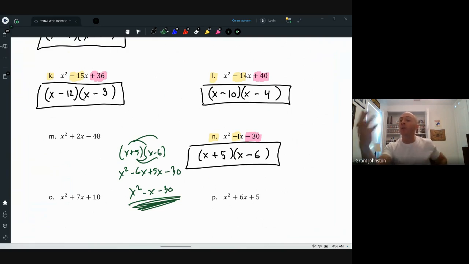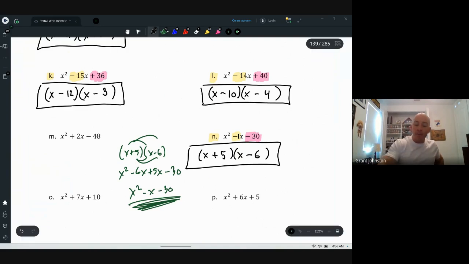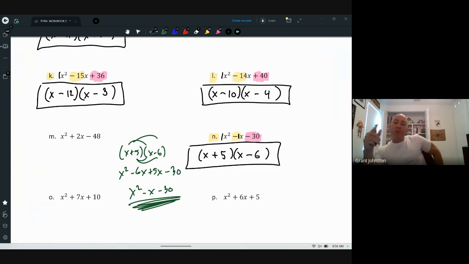So that's factoring when the leading coefficient is 1. And when I say leading coefficient of 1, that means it's just all 1x squareds, right? We're going to get to harder ones in the next lesson where the leading coefficient isn't 1, but that's factoring when the leading coefficient is 1.